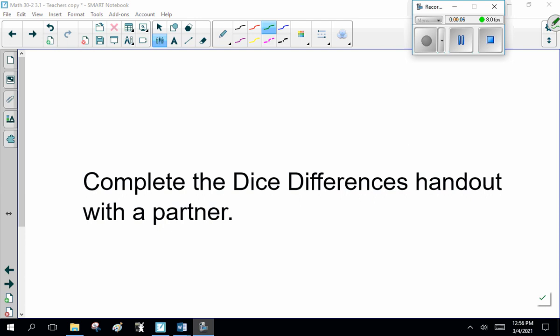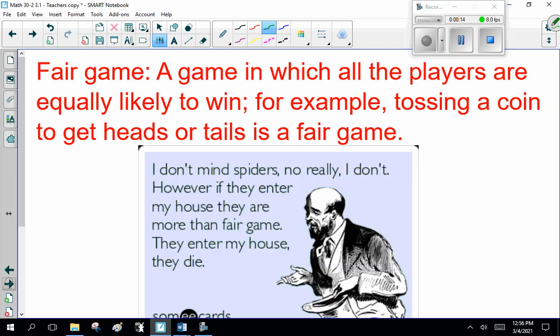Welcome to Math 30-2, Chapter 3, Section 1, Exploring Probability, Part 2. Now, we just did the dice differences handout. Before we go on, I have to talk about a fair game: a game in which all the players are equally likely to win. For example, tossing a coin to get heads or tails is a fair game. Okay? Because you can get heads or tails.